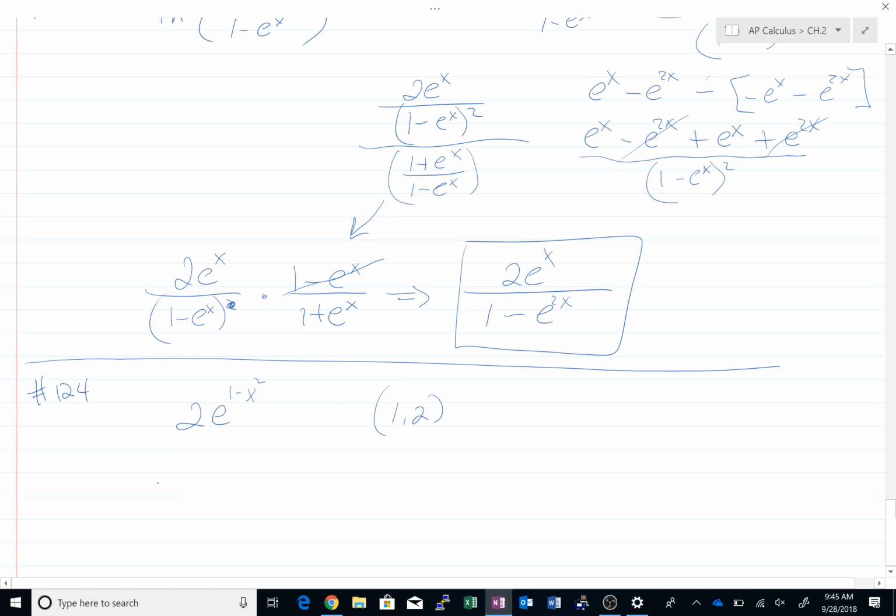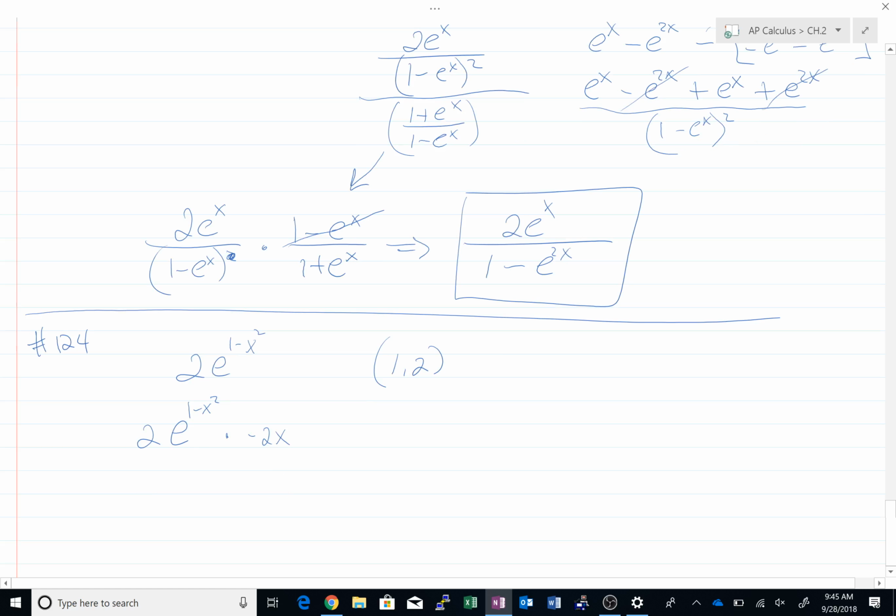All right, so the constant multiple rule says just ignore the 2. And you're really just differentiating e to the 1 minus x squared. So it's e to the u times u prime. So it's e to the 1 minus x squared times the derivative of 1 minus x squared, which is negative 2x. Cleaning that up a little bit, I get a negative 4 out front. I can go ahead and put the x there. All right, and it's at 1 comma 2. That's my derivative.